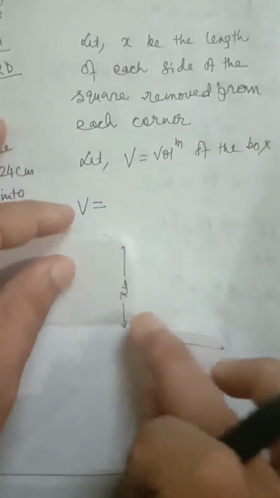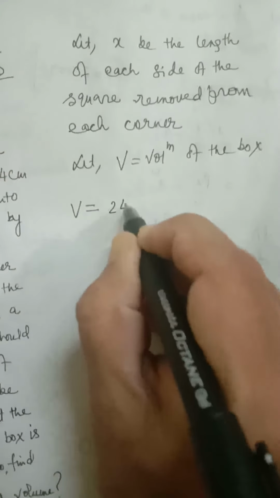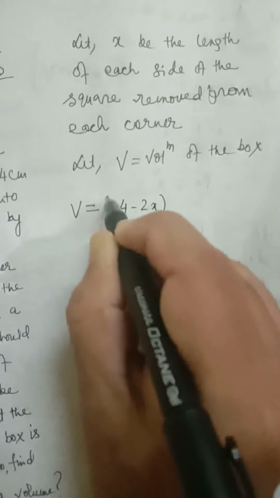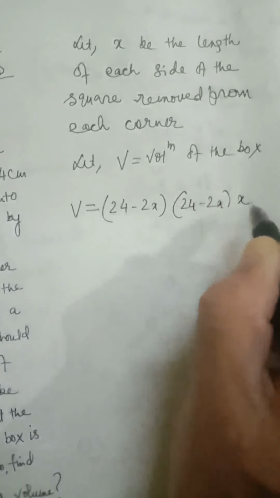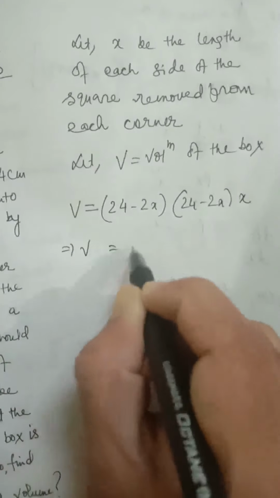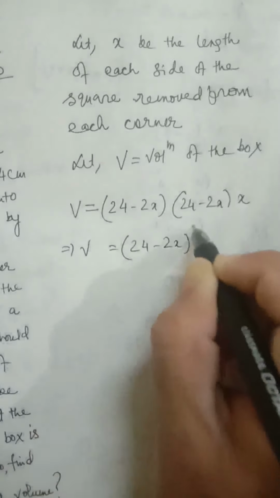These two are length and breadth. And what is the height? This length is the height of the box, which is x. So volume will be 24 minus 2x into 24 minus 2x into x. So V equals (24 minus 2x) whole square into x.